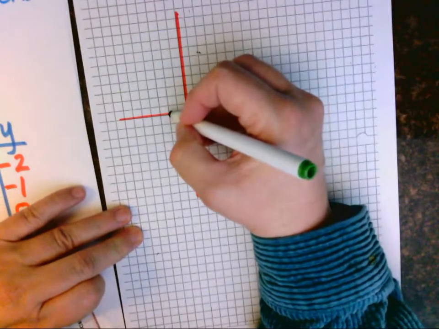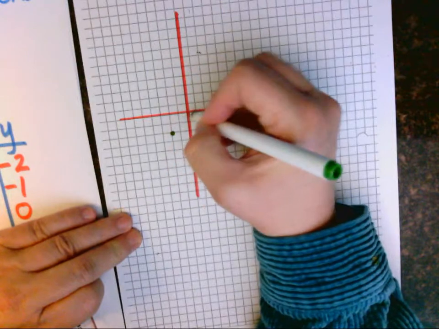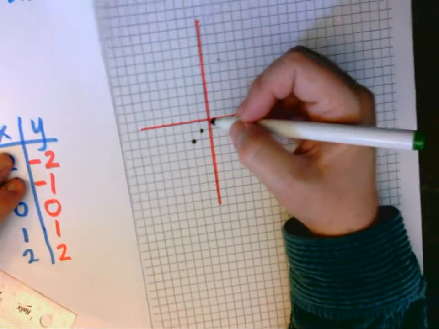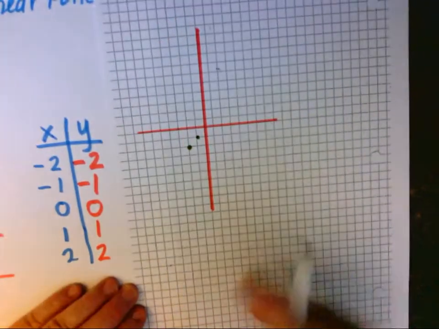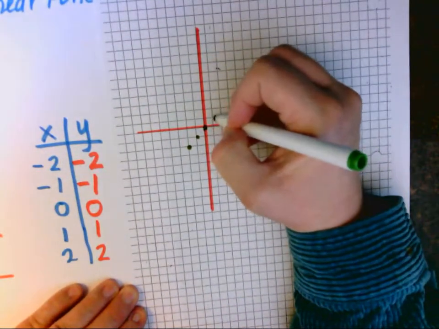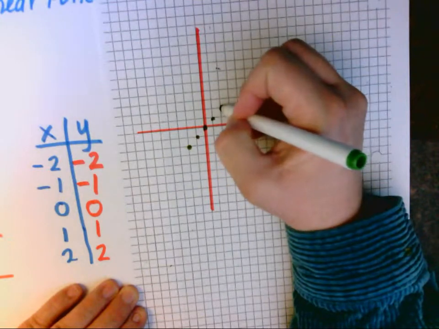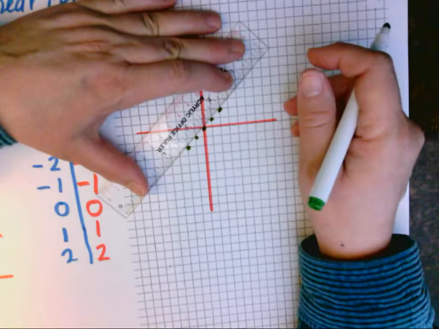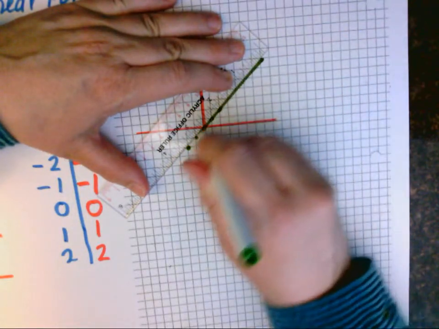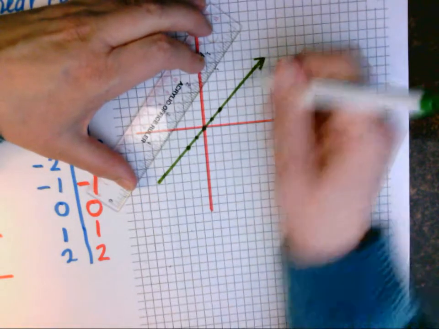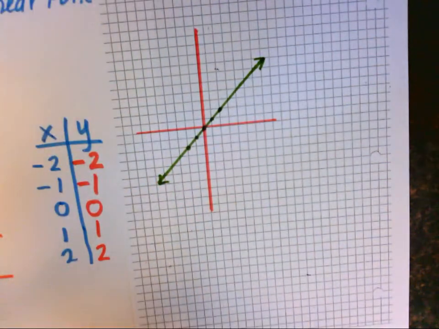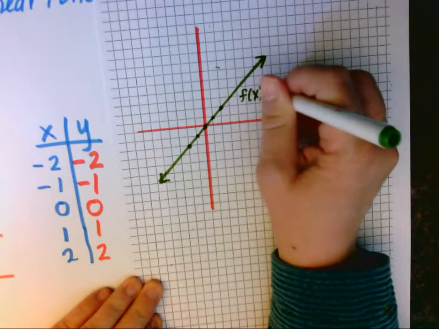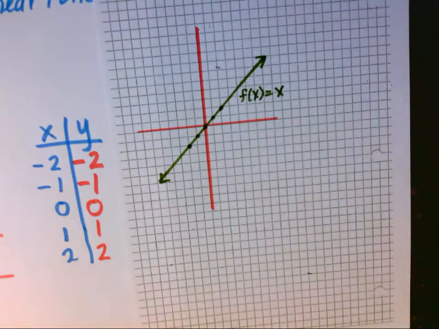We have -2, -2, -2, -1. I'm looking at the values on my table right beside this. And 0, 0, 1, 1, and 2, 2. And these are just a few of the many, many points on this line, the infinitely many. And we draw the line with our straight edge to keep it nice and neat. Okay, so this is the line f of x equals x, where all the x and y values are equal.